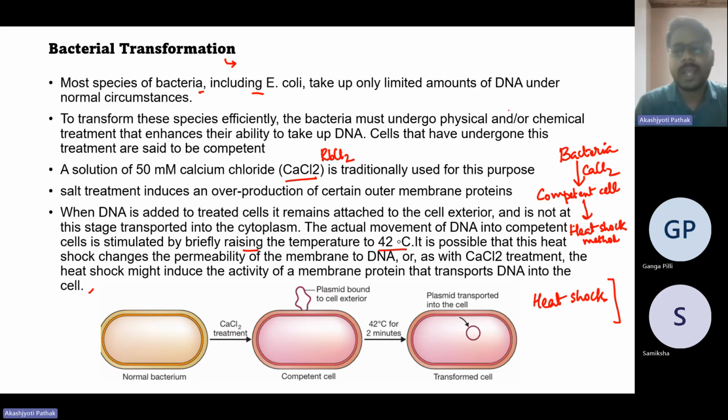So first you treat it with calcium chloride. On treating with calcium chloride, the bacterial cells become competent. Competent means that they are now able to accept the DNA from the environment. After that, you give a heat shock. You add the plasmid into the competent bacterial cells, then give a heat shock at 42 degrees Celsius for 90 seconds, and then again place it in ice. So first you heat it and then you cool it, and this causes the cell wall to become loose, and the DNA can enter inside the cytoplasm.